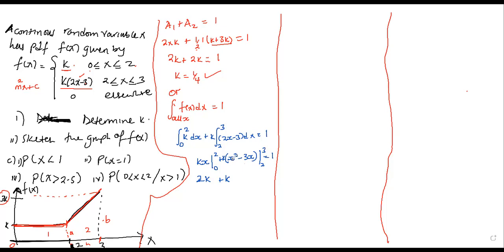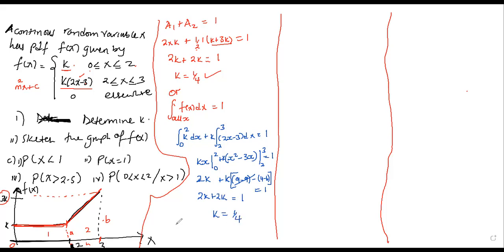Okay, so when you put x is 3, you'll get 9 minus 9. Minus, when x is 2, you'll get 4 minus 6 is equal to 1. This will give us a 0. This will give us negative 2, which is a positive, giving us 2k plus 2k, which is still equal to 1. Therefore, still k is equal to a quarter.